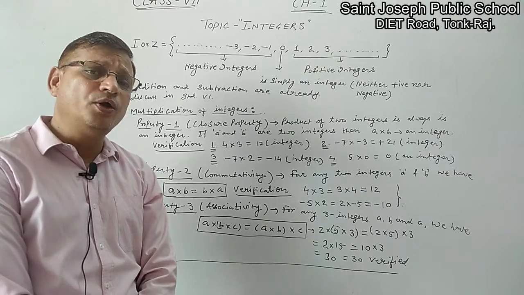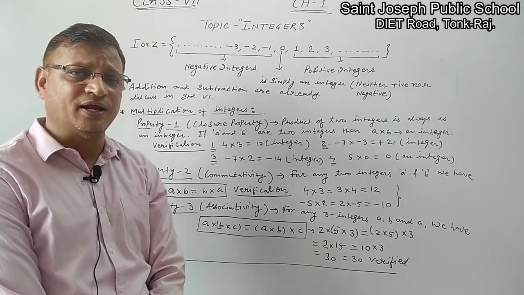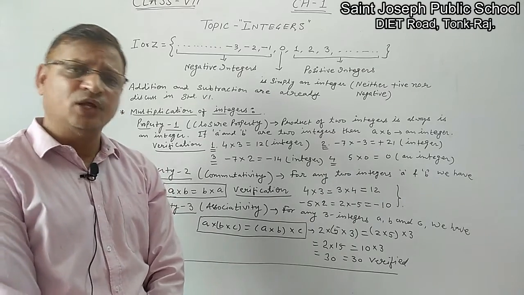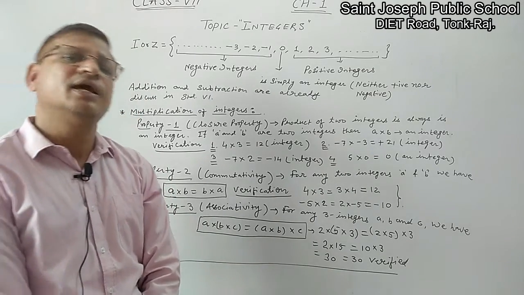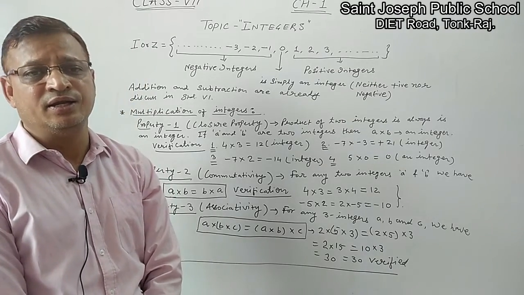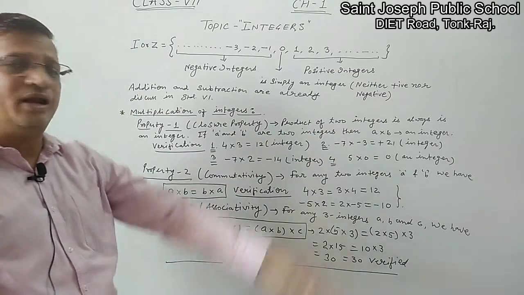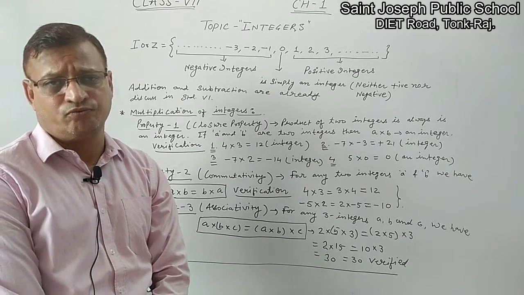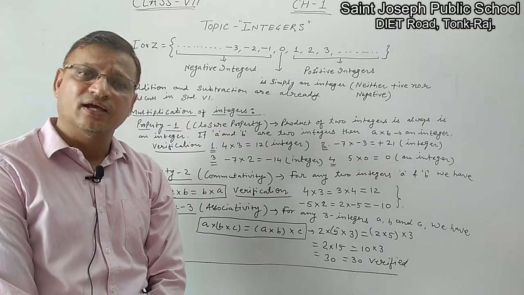Suppose you take any two integers and multiply them, you will see that their product is again an integer. Whether you take two integers, or 3, or more than 3, the product of integers is again an integer. Now we can also verify this. You take any two integers, suppose 2 into 3 is 6. So 6 is again an integer.